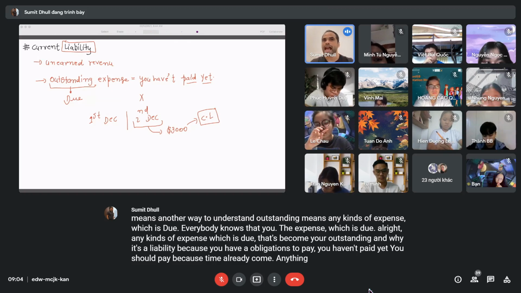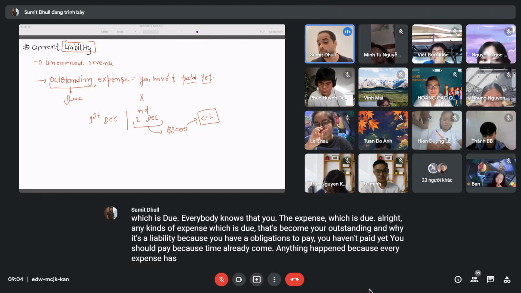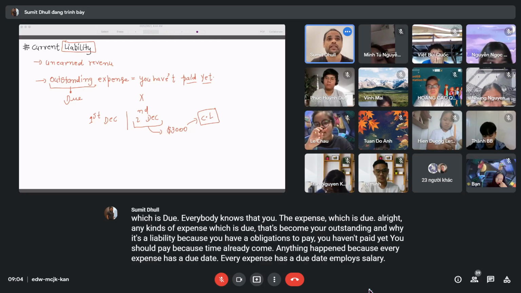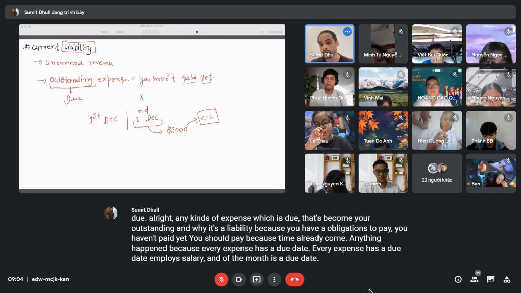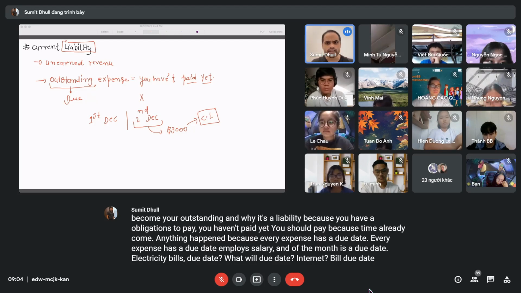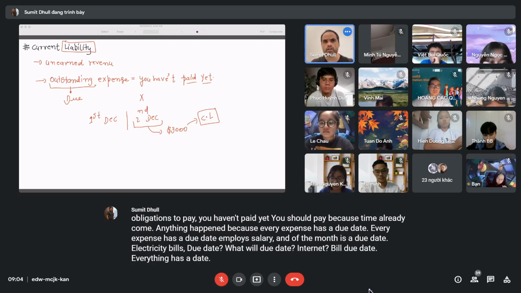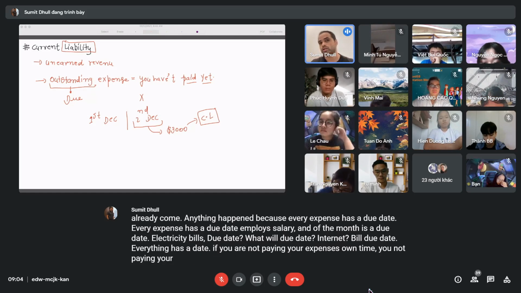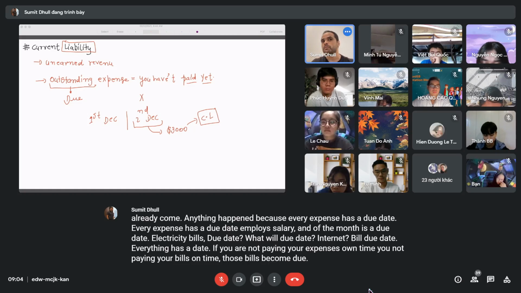Every expense has a due date. Employee salary, the end of the month is a due date. Electricity bill, due date. Water bill, due date. Internet bill, due date. Everything has a date. If you are not paying your bills on time, those bills become due. Due means outstanding. Still due.